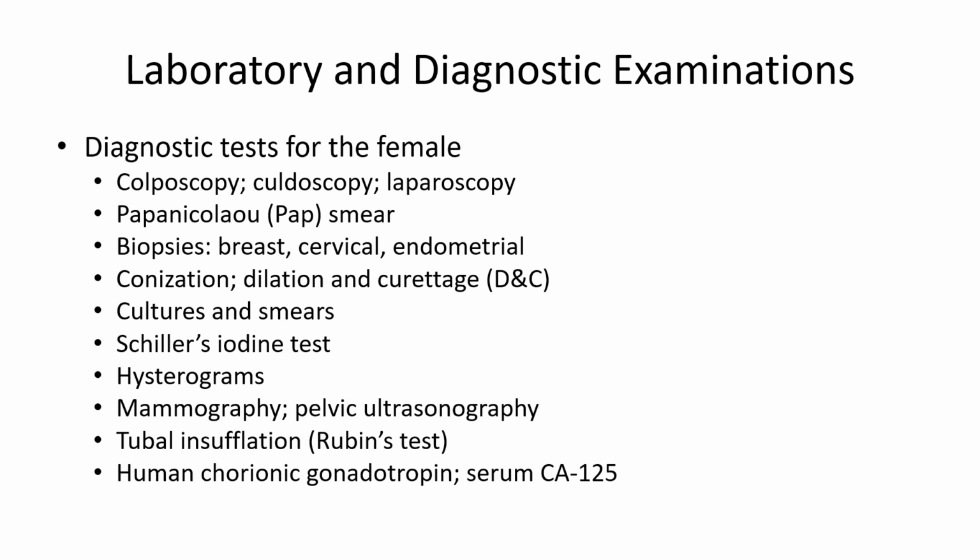So how is a hysterogram or a hysterosalpingogram done? Well, the patient is placed in a lithotomy position. A speculum is then inserted into the vagina, and a cannula is inserted into the cervical cavity. Then you have contrast medium that is injected through that cannula and into the uterus, and then it flows into the fallopian tubes. And those areas can be viewed with a fluoroscope.